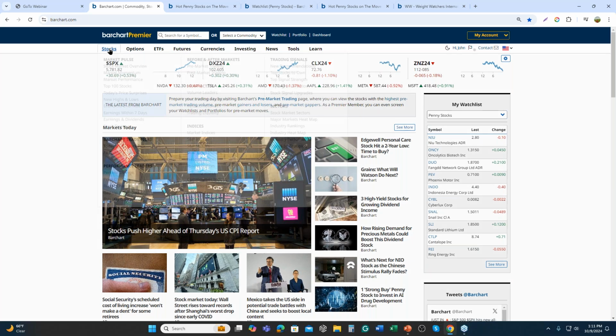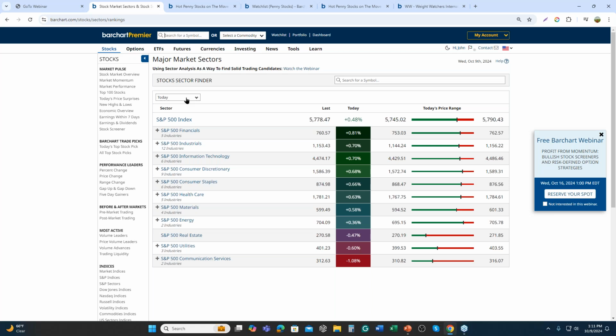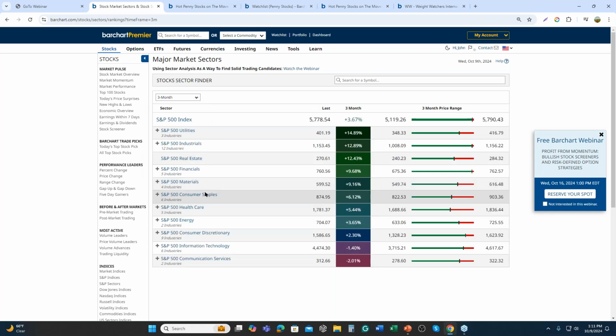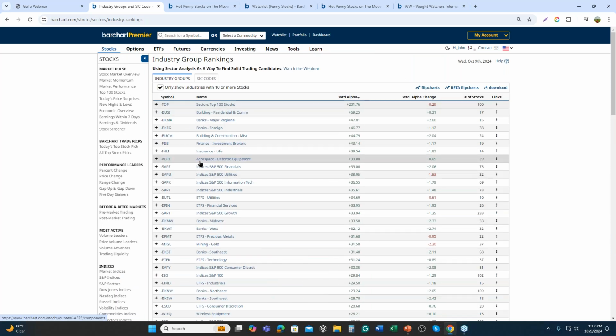So first of all, if I go into stocks and I go into stock market sectors, I can look at, and this is at the macro level now, which sectors are performing over a variety of time periods. And what I probably want to do is start thinking about what penny stocks could be falling in those sectors. But I also can break it down a little bit more. I could go into industry rankings and look at which industry groups are performing well, in other words, have high alpha or weighted alphas.